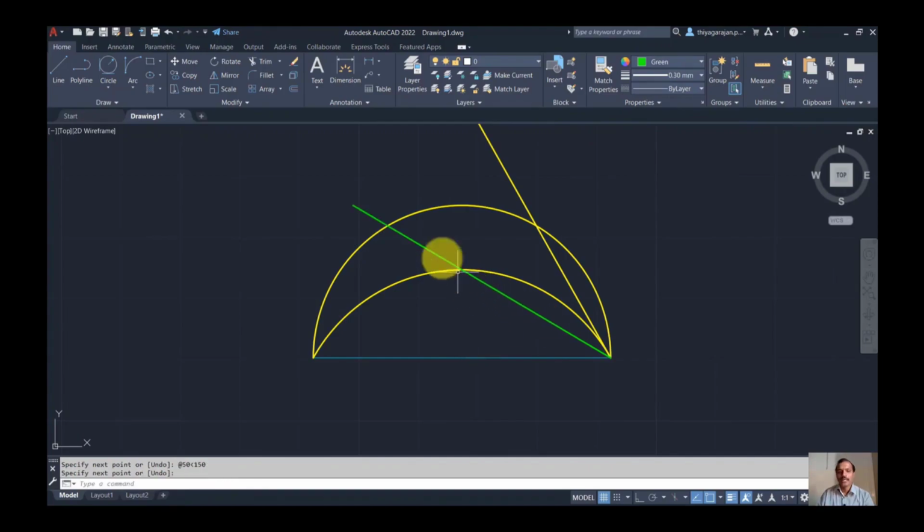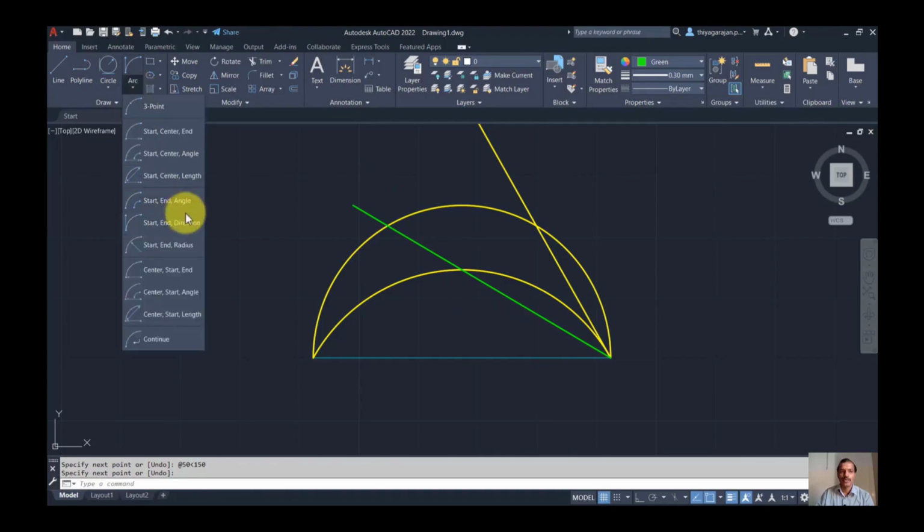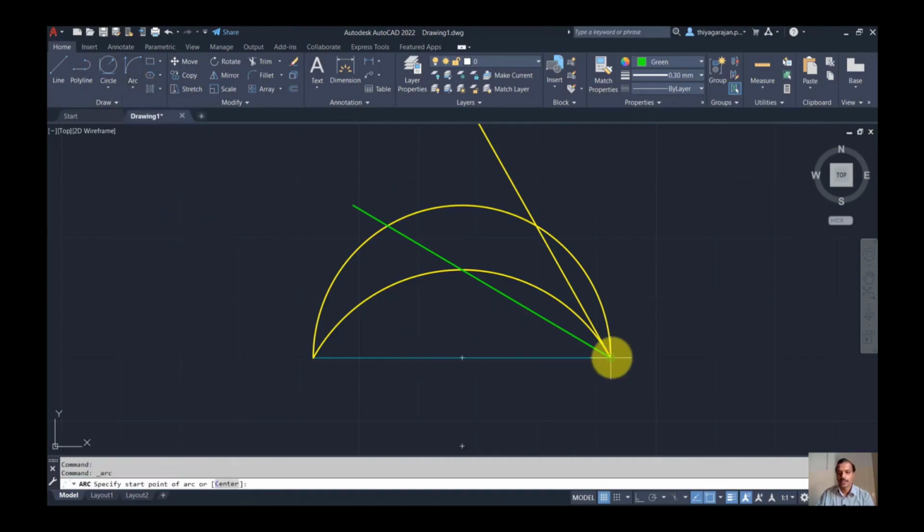So let me check this now. Start, end, direction. So start point, end point. My direction, I'm going to give 150 degrees. That means my arc will come in the direction of the 150 degree tangent.